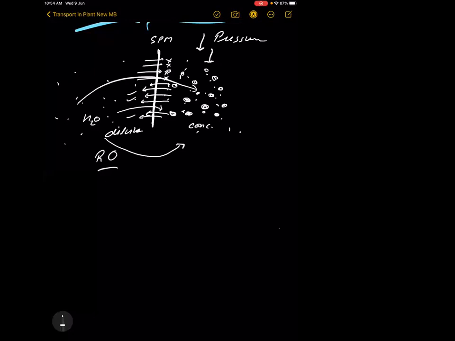Now reverse osmosis. In reverse osmosis, what happens? You pressurize the concentrated solution, not the dilute solution. The pressure is applied on the concentrated solution only. And the water molecules which are present in this solution are forcibly pressurized to move from the concentrated solution to the dilute solution.